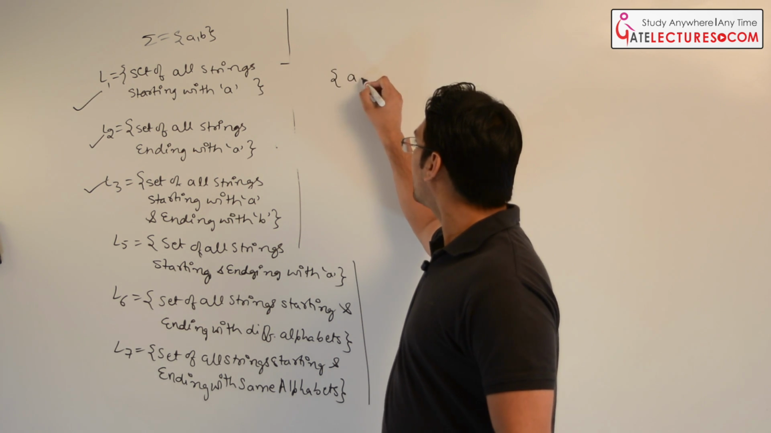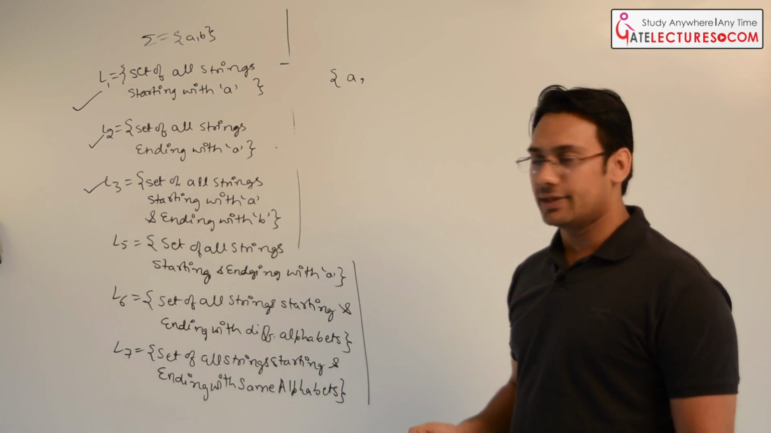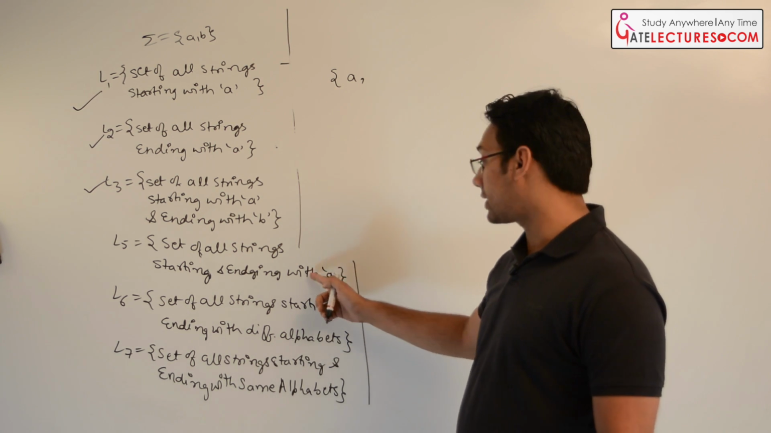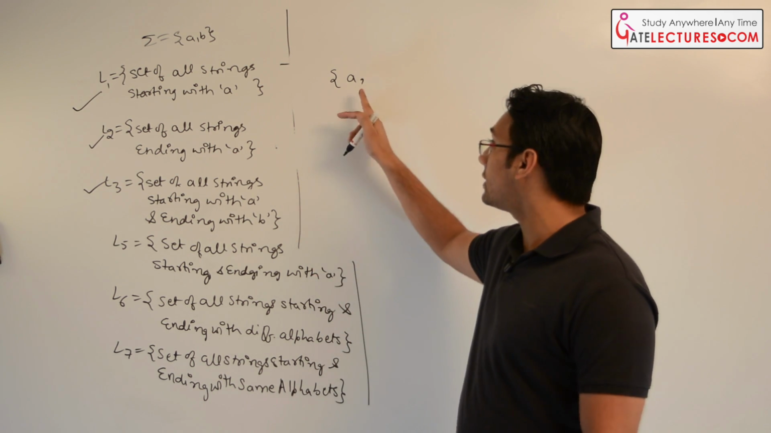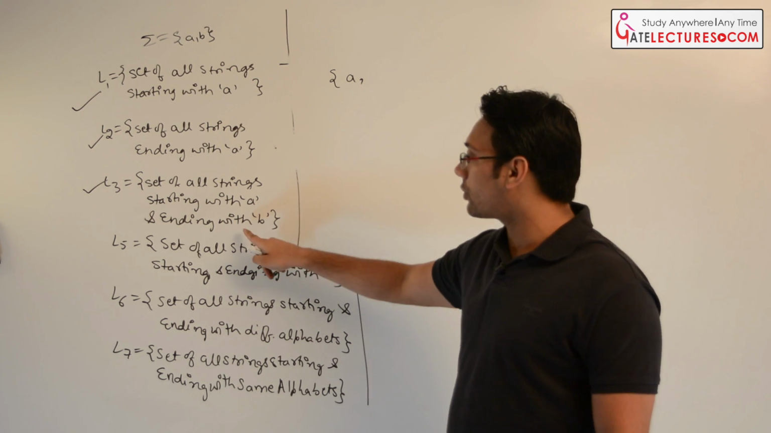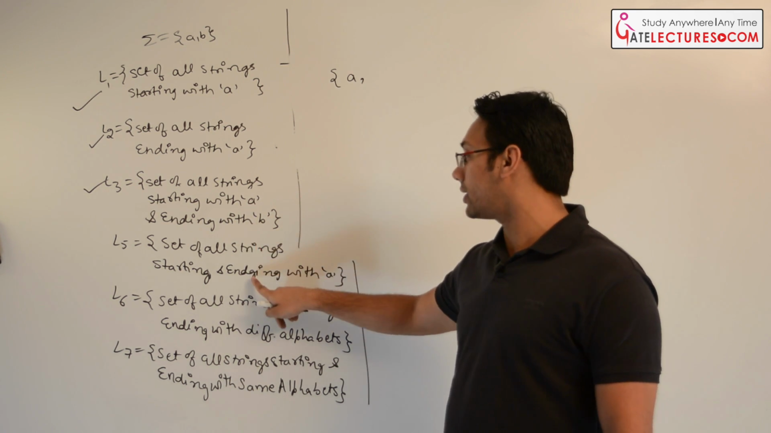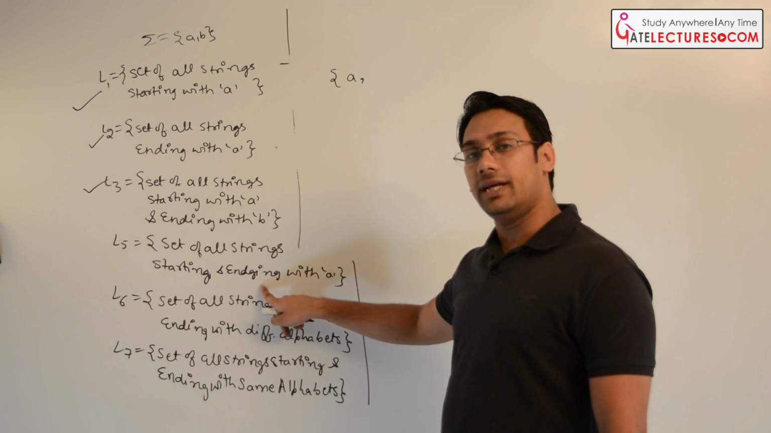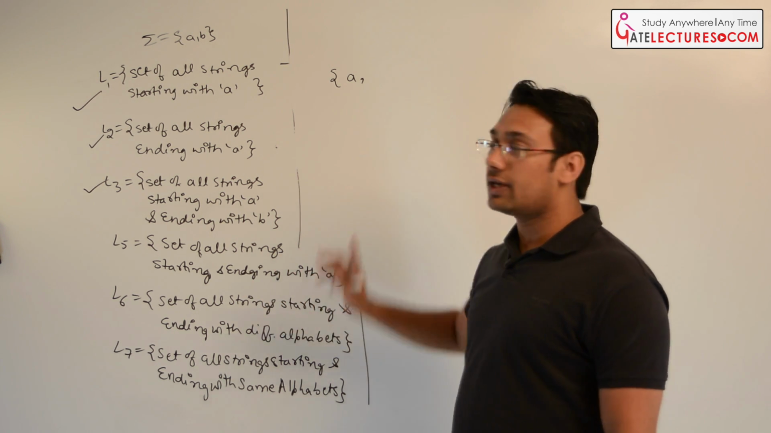The strings can be single A, right? So I am not saying double A. It can be single A. Why? Because single A is starting with A and ending with A only. So this will be an exception. Here you cannot get a single A or single B, but here you can get a single A, right? Because the single A is starting with A and ending with A.